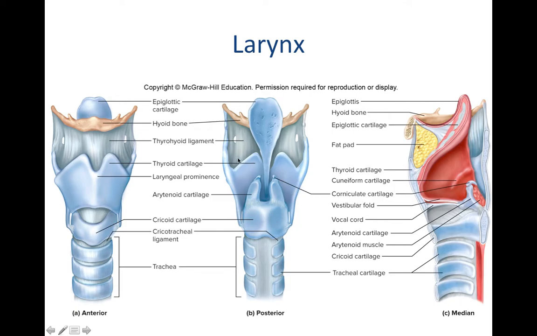On the inside of this cartilage, this protective area, you have vocal folds. So you have a vestibular fold right here, it's a superior layer, and then you have your vocal cords or true vocal folds right here. So your vocal cords or your vocal folds are what will vibrate and what cause you to speak and sing. The vestibular folds are your false vocal cords.